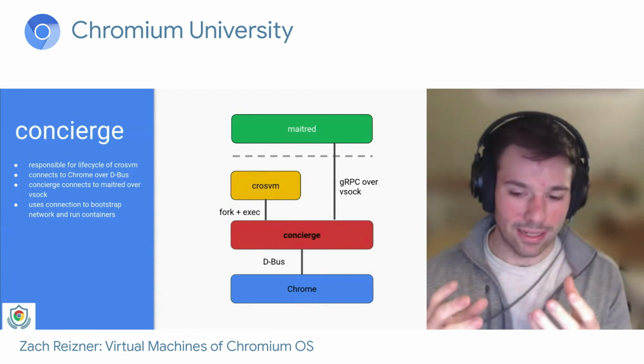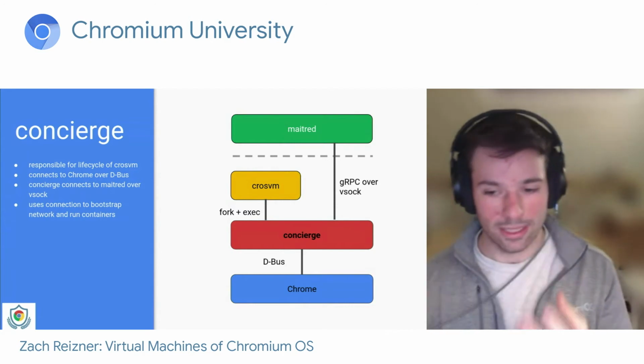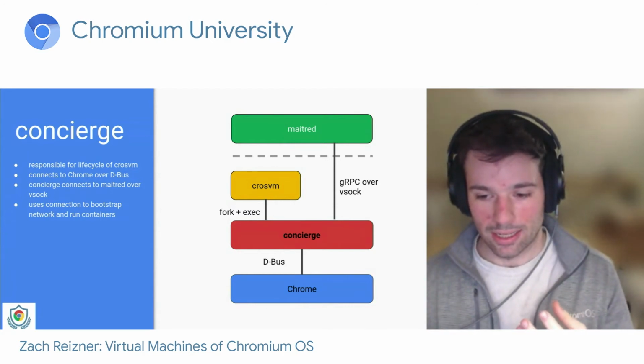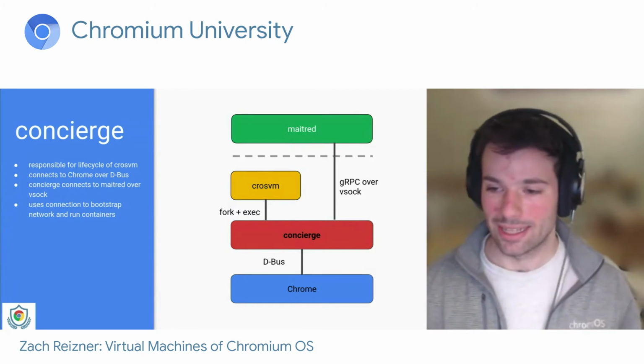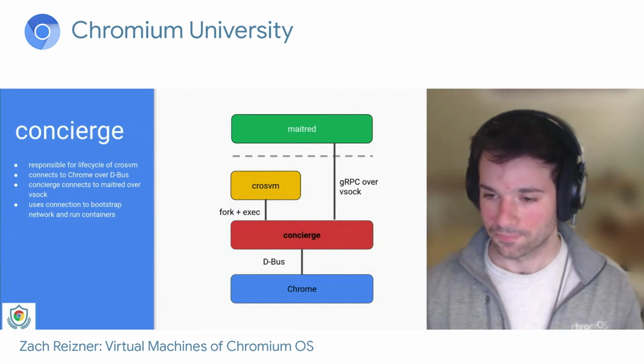CrossVM is written to be agnostic. It doesn't necessarily know what kind of guest it's running. It just does the sort of bare metal execution that all VMMs need.